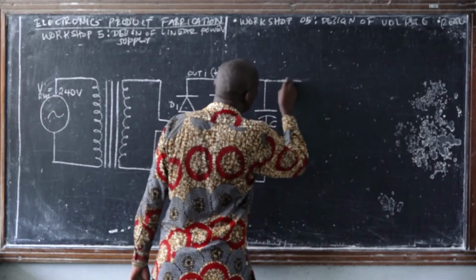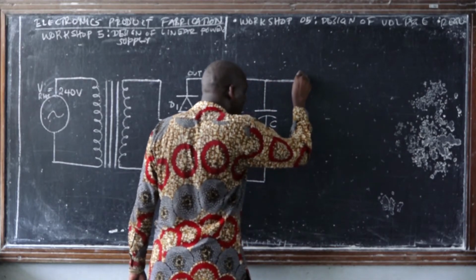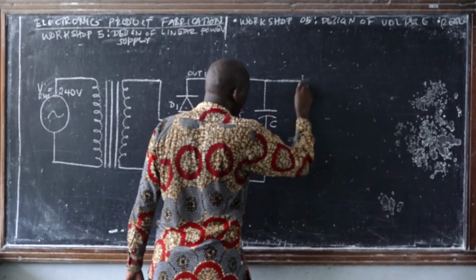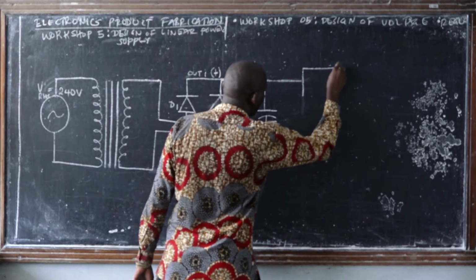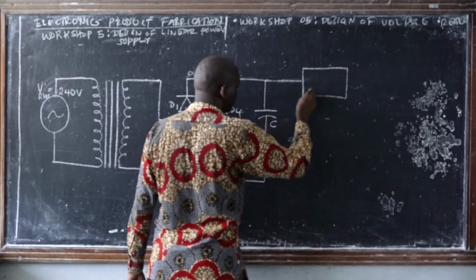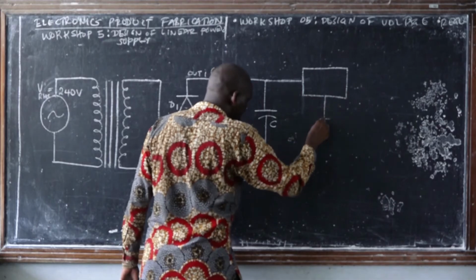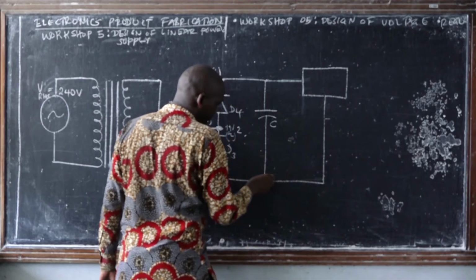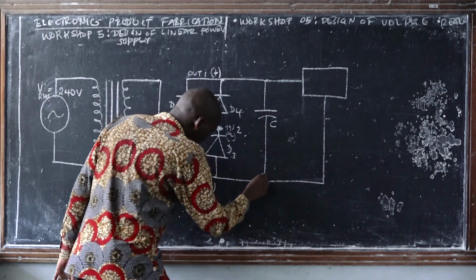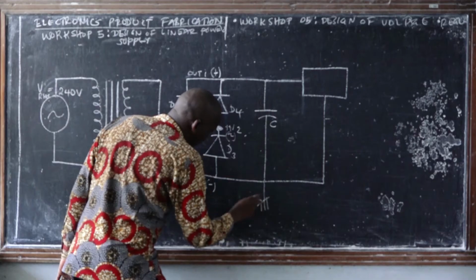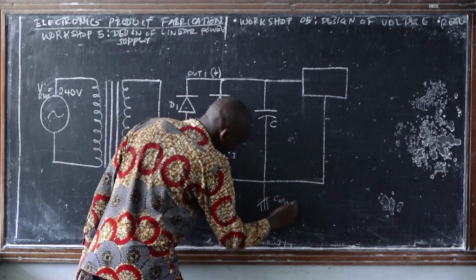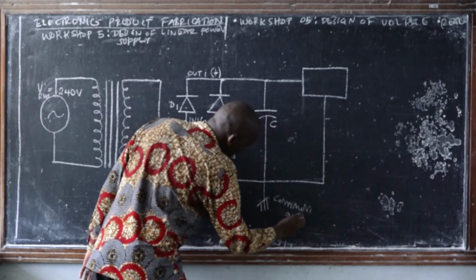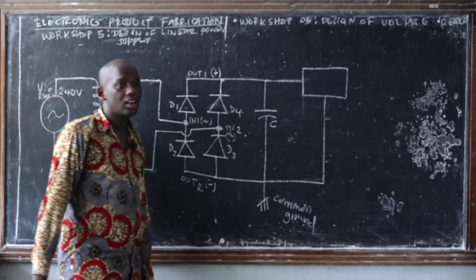So then, the next block is what? Voltage what? Regulator. This is the ground terminal. We have to connect it to the ground. Here we are going to connect all of these terminals to the common ground. This we call in electronics the common ground. Without common ground, your system will not work.